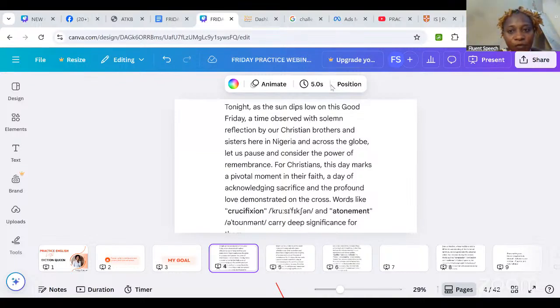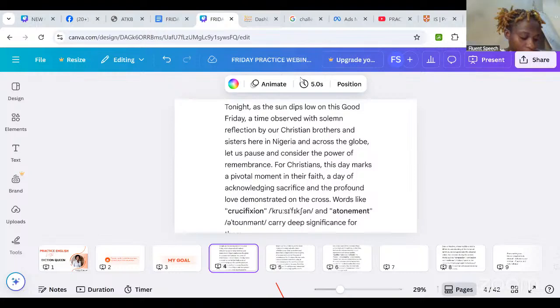Okay, next I have Kowe. Kowe, please unmute yourself. Good evening, Diction Queen. Good evening, ma'am. How are you today? I'm fine, thank you. Let's take the reading now from tonight.